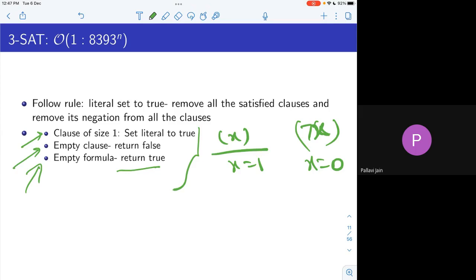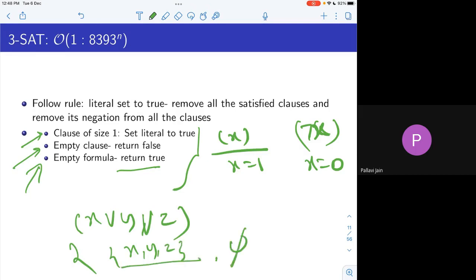So suppose the clauses are given to you in terms of a family of sets, then if one set is an empty set, then that is an empty clause. Okay? So instead of writing it as a formula, say x or y or z, if I give it to you in terms of a family x, y, z, this will be a clause. And if one set is an empty set, then we are indirectly saying this is an empty clause. Okay?